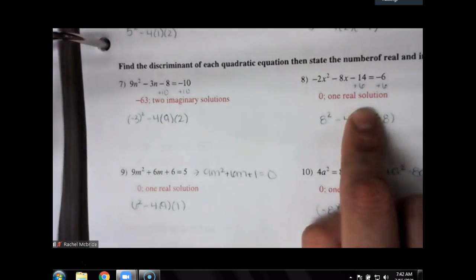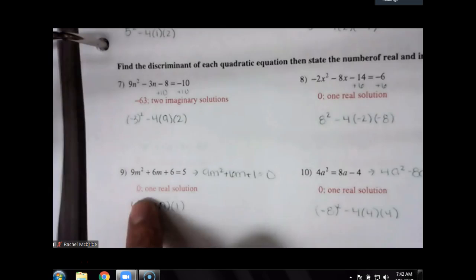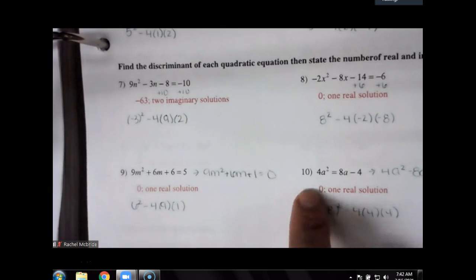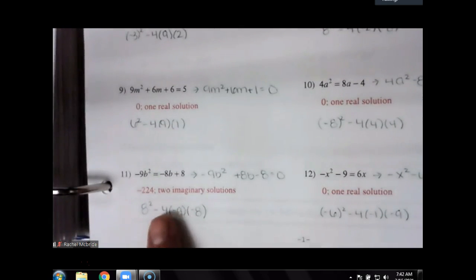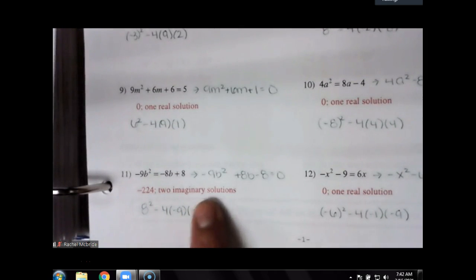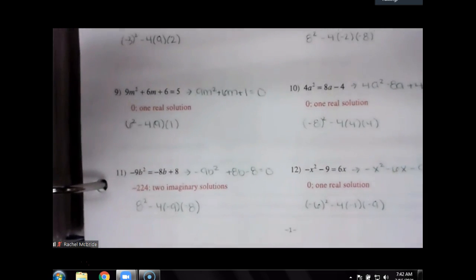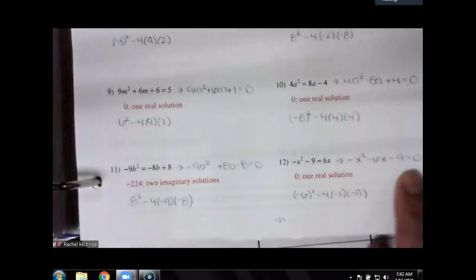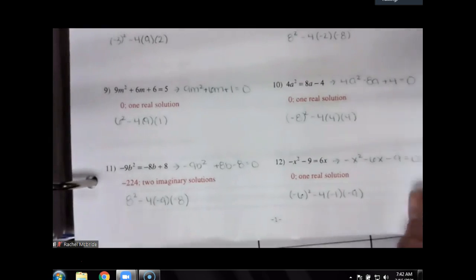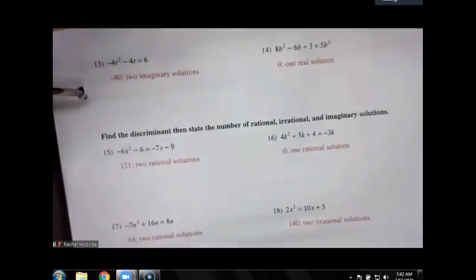0 gives 1 real. Negative 224 gives 2 imaginaries. And 0 gives 1 real. So again, in order to be able to do these, you have to make sure the first thing you do is set that equation equal to 0. So all quadratic equations get set equal to 0 to start, except completing the square.